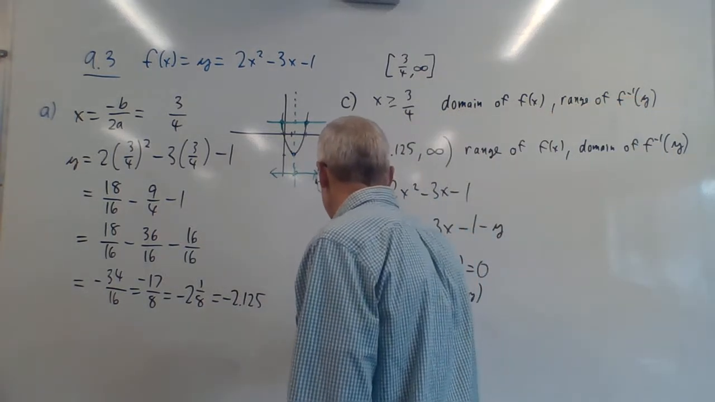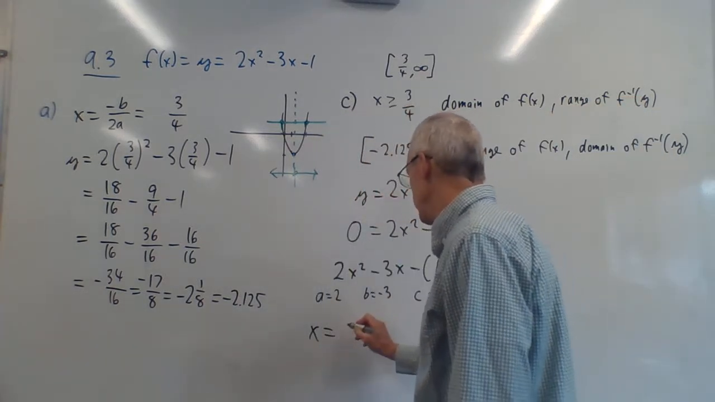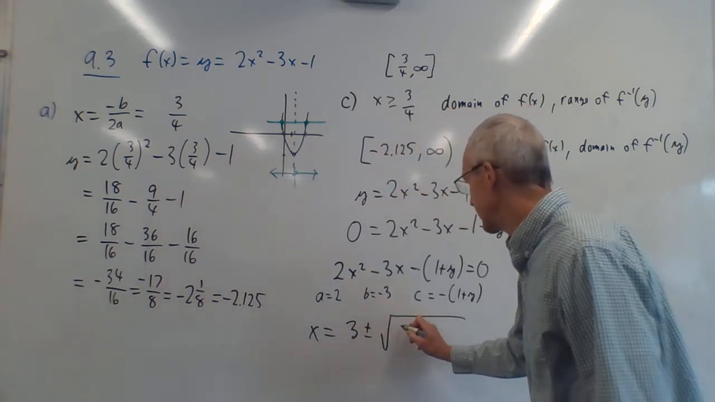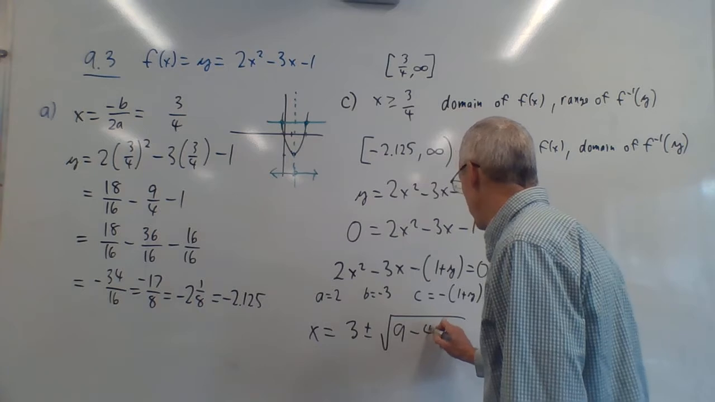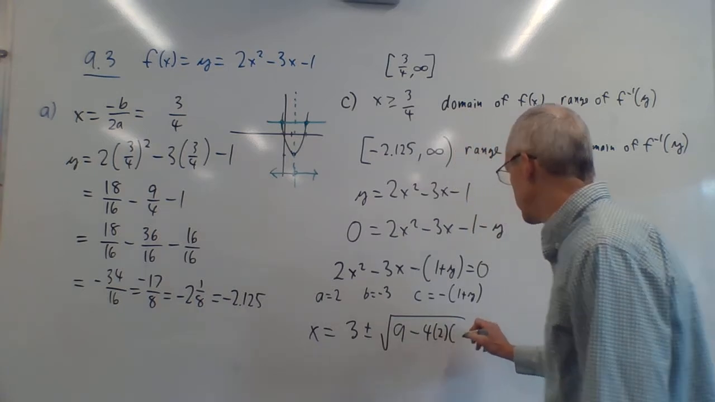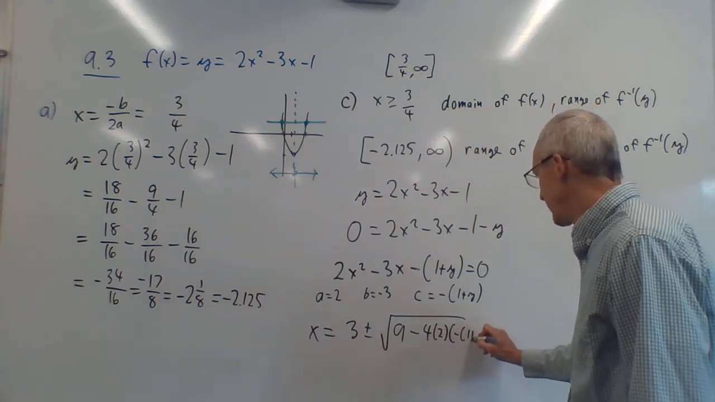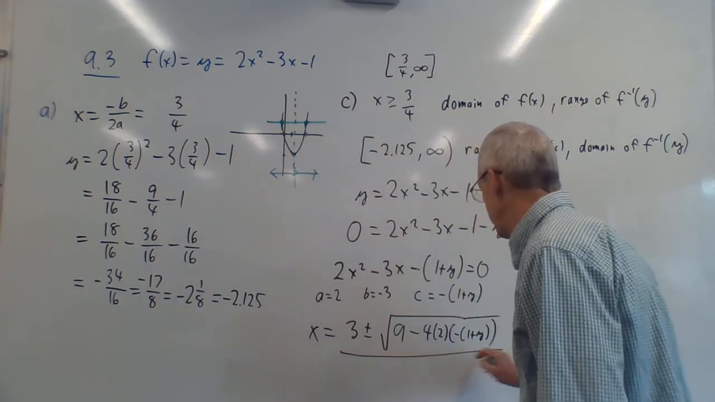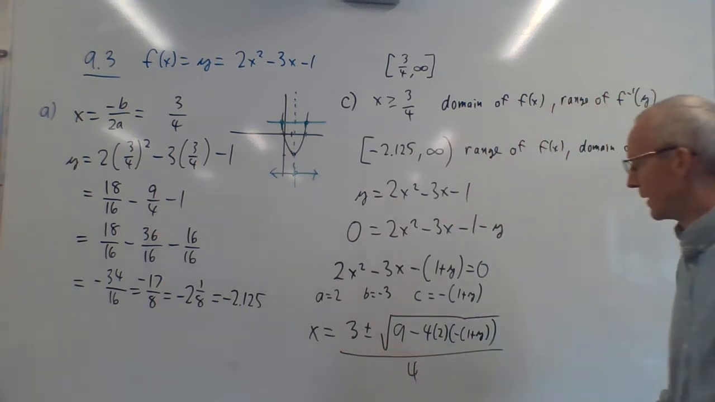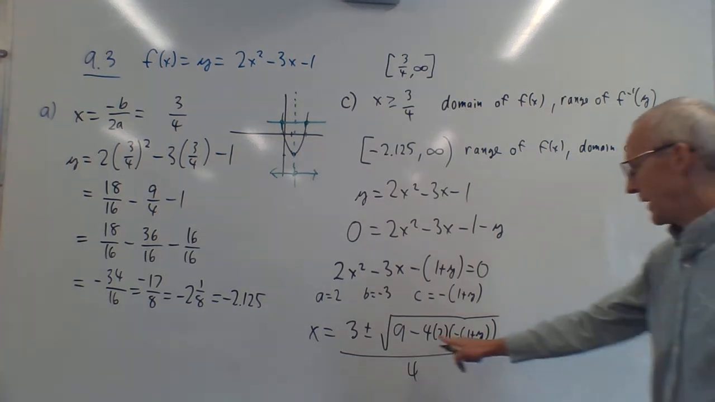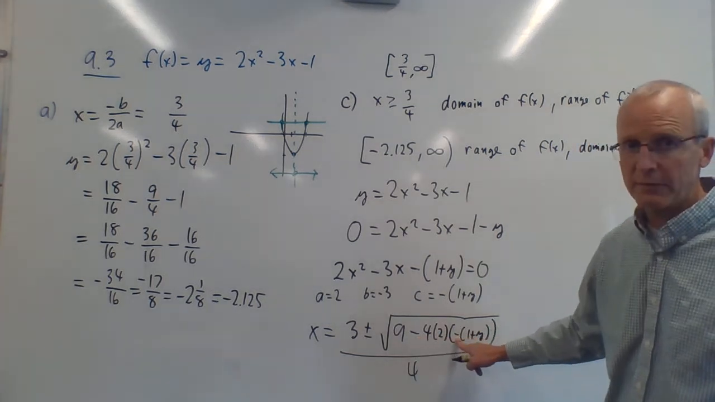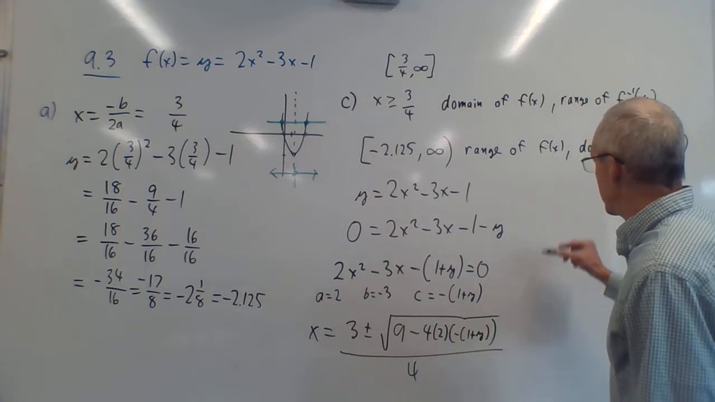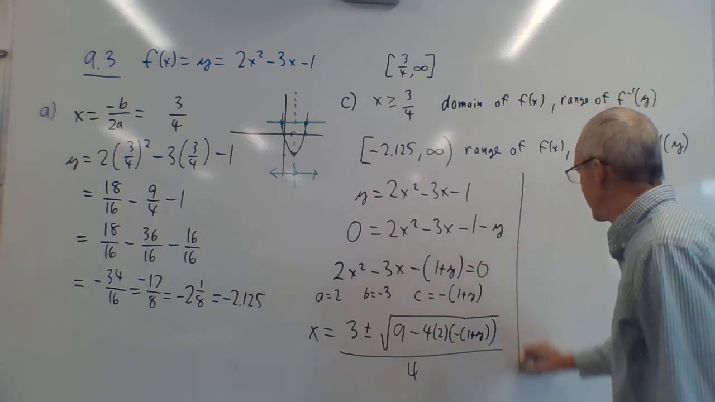So, as always, x is negative b, b is negative 3, so 3 plus or minus the square root of b squared, which is 9, minus 4 times a, which is 2, times c, which is negative 1 plus y. We've got to be really careful of that negative in there. All divided by 2a, which is 4. We have a minus and a negative, so we've got to be really careful of those negatives there. Minus a negative. So I'm going to continue up here now.